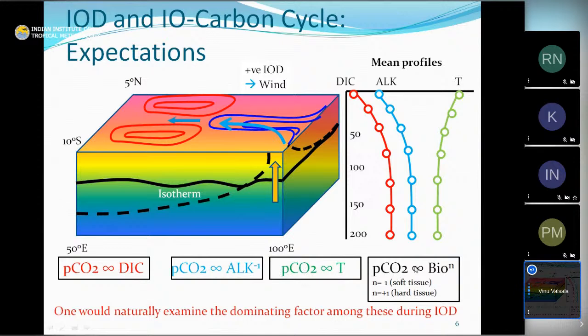Now, pCO2 is also proportional to biology raised to N, where N is equal to minus 1 if it's a soft tissue pump, or N is equal to plus 1 if it's a hard tissue pump. Soft tissue means the soft organic matter which is exported downward. Hard tissue means the shell and skeleton component, which involves calcium carbonate. That has an opposite impact. So biology itself has a contradictory impact on pCO2 variabilities. Now, if this is the mean picture, one would naturally examine the dominating factor among these during IOD. That is what one is supposed to do.